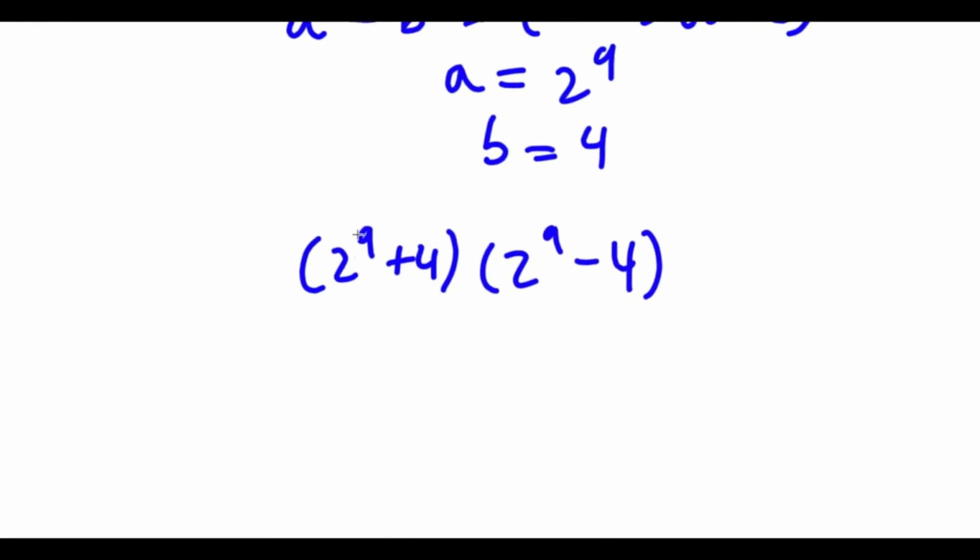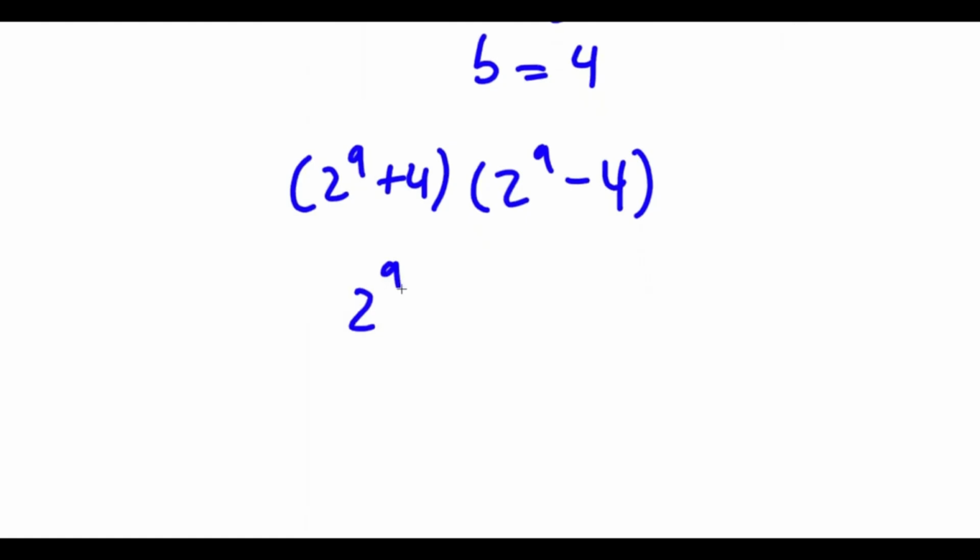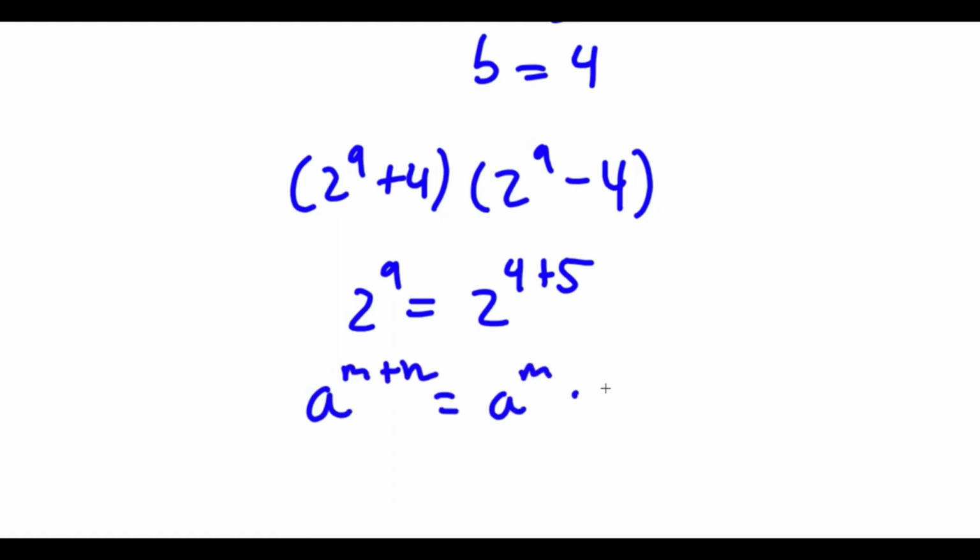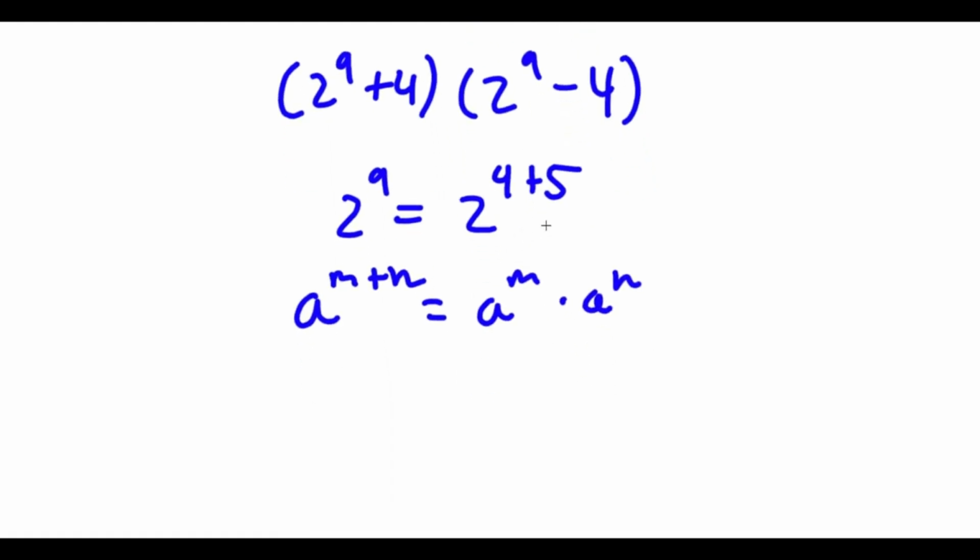Now 2 to the power of 9, let's go ahead and solve for this. 2 to the power of 9 is the same thing as 2 to the power of 4 plus 5. Now if I have something in the form a to the power of m plus n, this is equal to a to the power of m times a to the power of n. So 2 to the power of 4 plus 5 is going to equal 2 to the power of 4 times 2 to the power of 5.